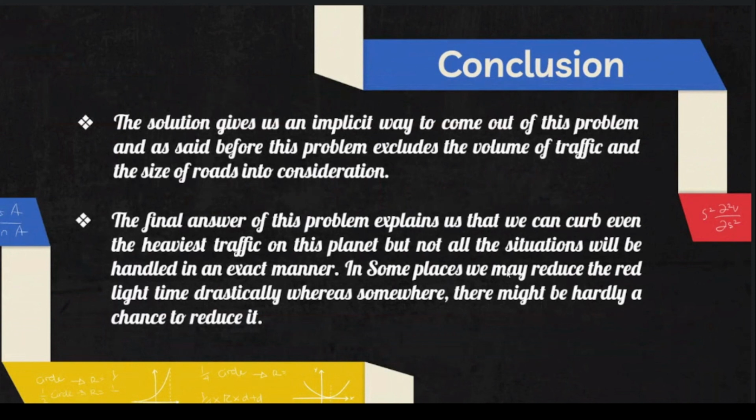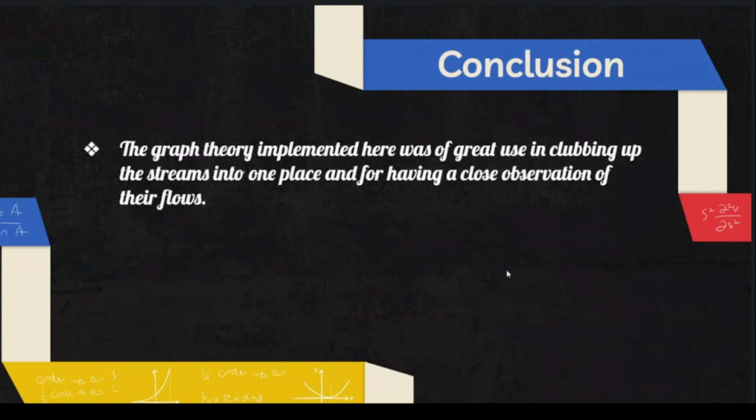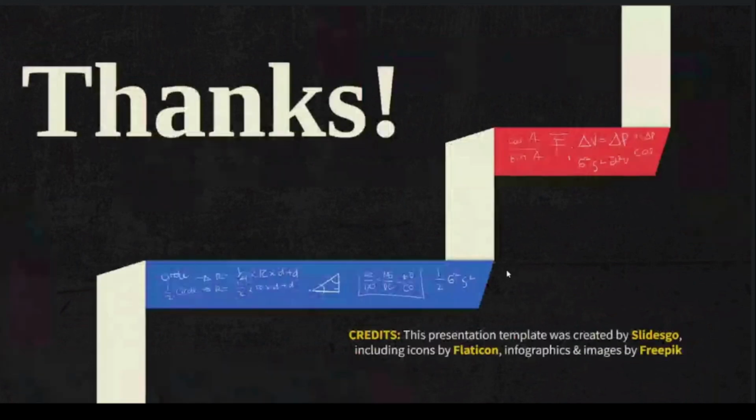In some places, we may reduce the red light time drastically, whereas somewhere there might be hardly a chance to reduce it. The graph theory implemented here was of great use in clubbing up the streams into one place and for having a close observation of their flows.